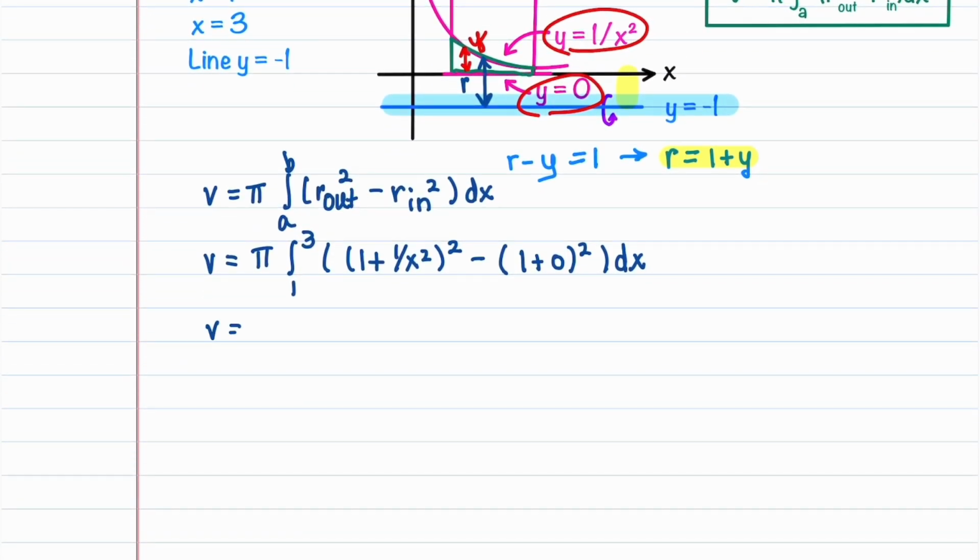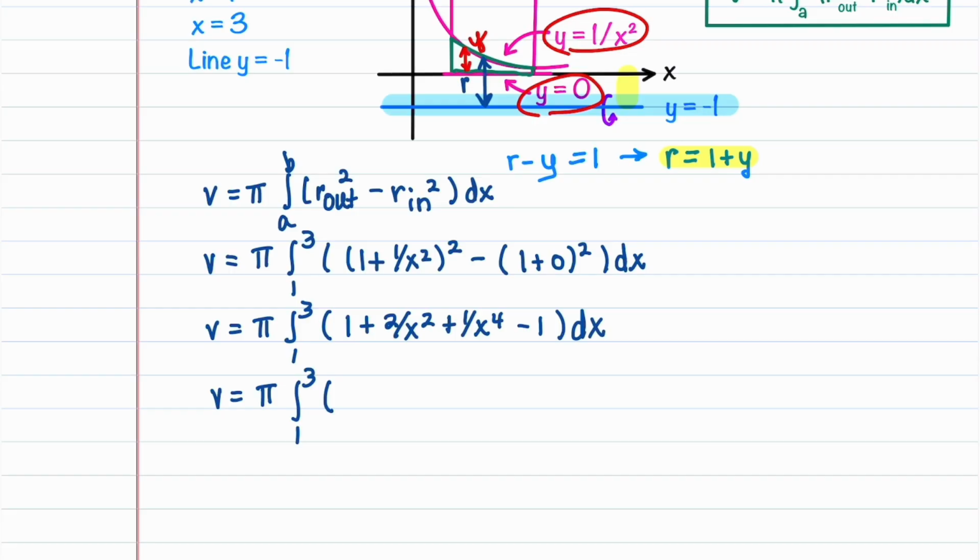Before we integrate, let's go ahead and simplify what we're integrating. We are going to multiply everything out. This gives us 1 plus 2 over x squared plus 1 over x to the fourth minus 1 dx. Our 1's cancel, and I'm going to rewrite this so it's going to make it easier for us to integrate it. 2 over x squared we're going to write as 2x to the minus 2, and then 1 over x to the fourth we're going to write as x to the minus 4, and then we have our dx.